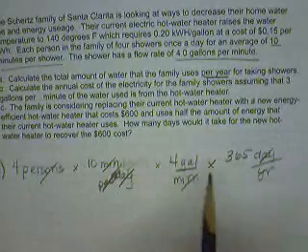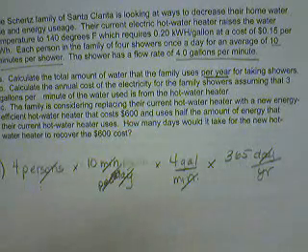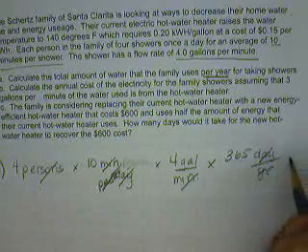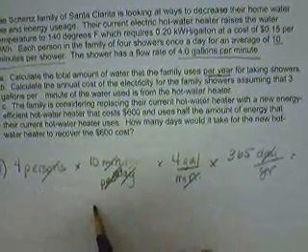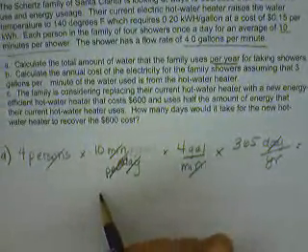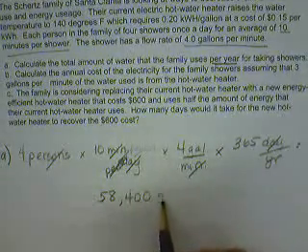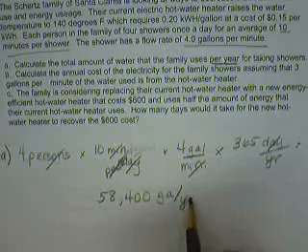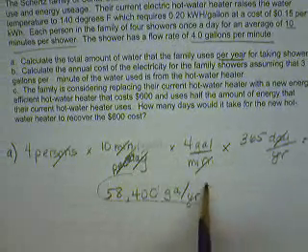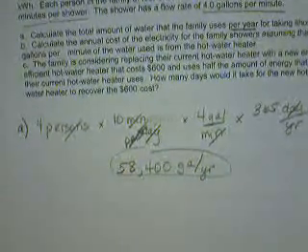So 4 times 10 times 4 times 365. Once we do all of that math by hand, it's going to be 58,400 gallons per year. And that's our answer to A.